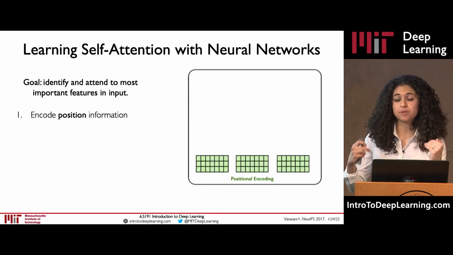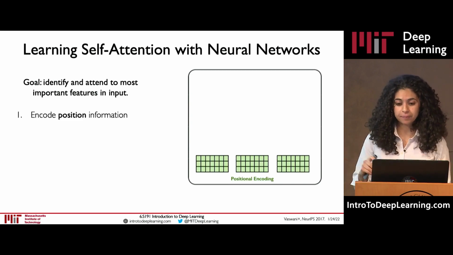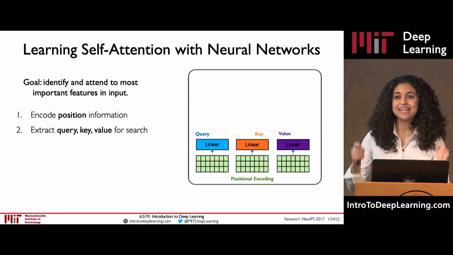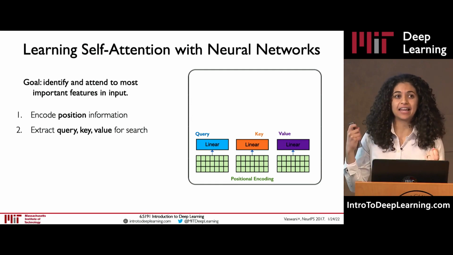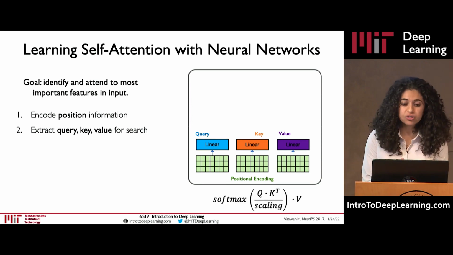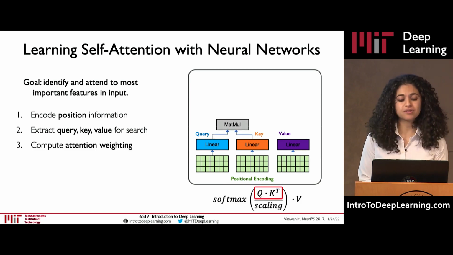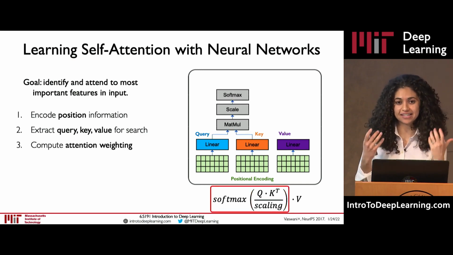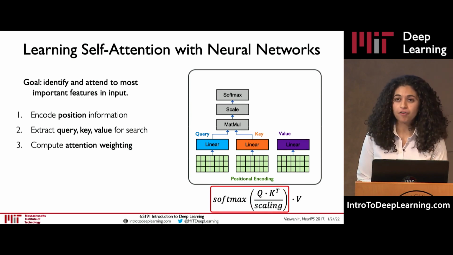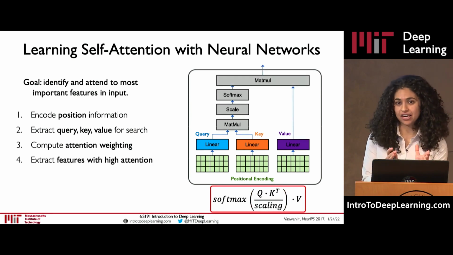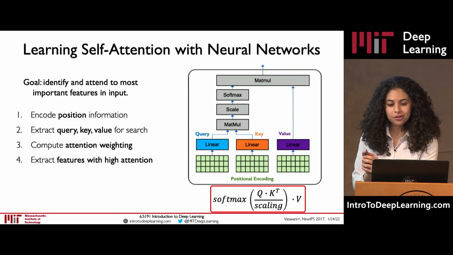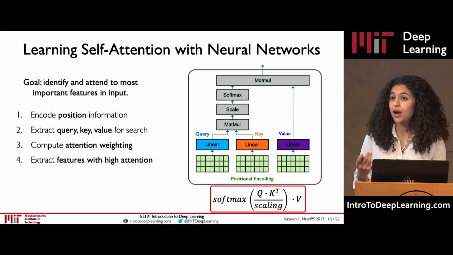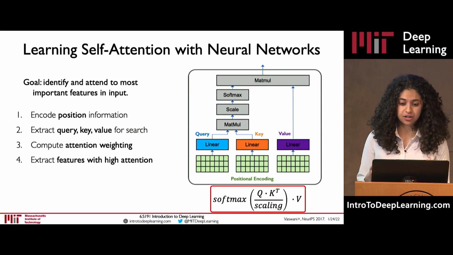Our first step was to take this positional encoding and copy it 3 times. We then pass that into 3 separate, different linear layers, computing the query, the key, and the value matrices, and then use these values, multiply them together, apply scaling, and apply softmax to get this attention weighting matrix. And our final step was to take that attention weighting matrix, apply it to our value matrix, and get this extraction of the features in our input that have high attention.